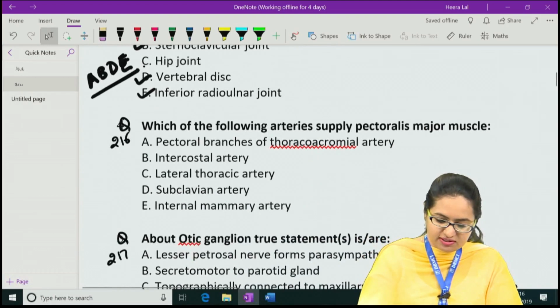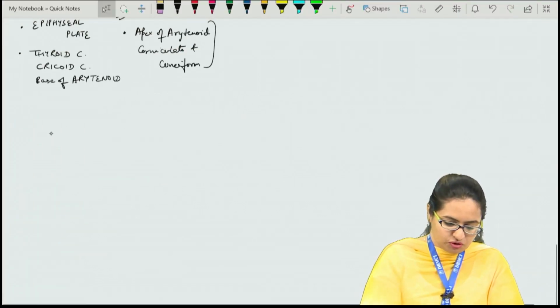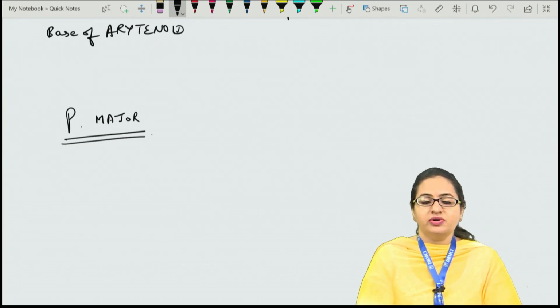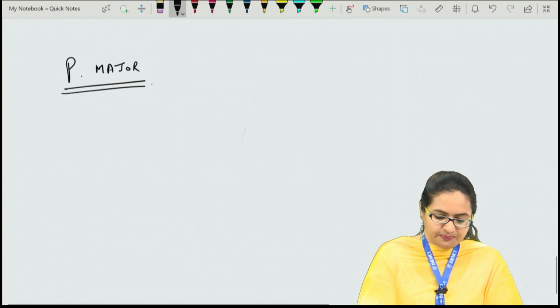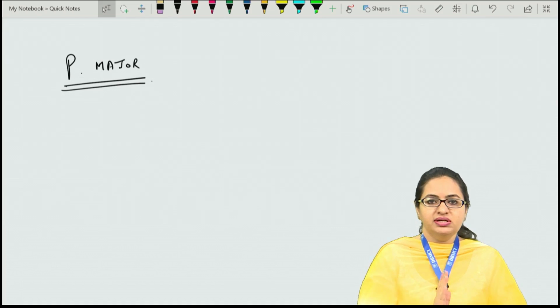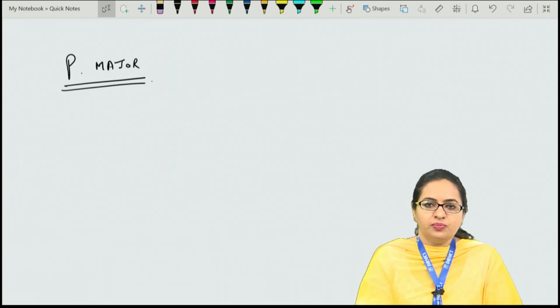The next question is regarding the supply of the pectoralis major muscle. The pectoralis major muscle is present in the pectoral region, and the origin is wide and its insertion is narrow. The origin is from the medial 2/3 portion of the clavicle, its anterior surface. Then towards the median side, we have the origin from the anterior aspect of the sternum, from the lateral portions of the anterior surface of the sternum till the attachment of the 6th rib, as well as from the 2nd to 6th costal cartilages and the aponeurosis of external oblique muscle.